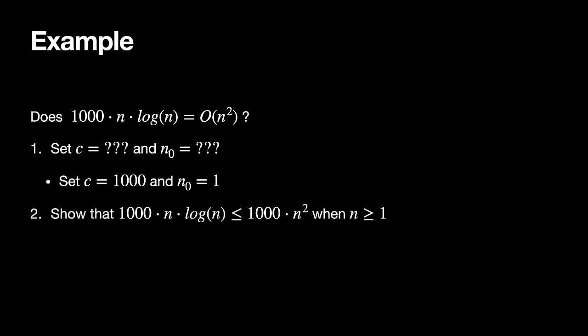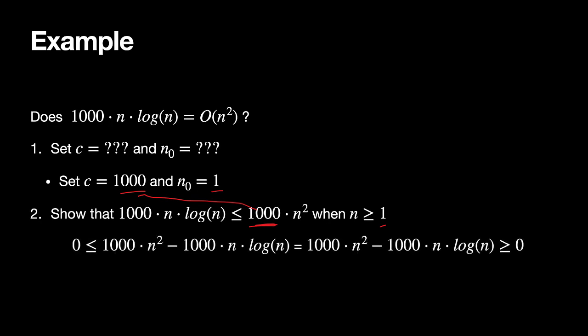Our goal is to show that 1,000 n log n is less than or equal to 1,000 n squared. The 1,000 on the right-hand side comes from our choice of c. That was an intentional choice to match up with the left-hand side, so hopefully things will cancel out. We've also picked our starting point, 1, so we're only going to be evaluating things greater than or equal to 1.